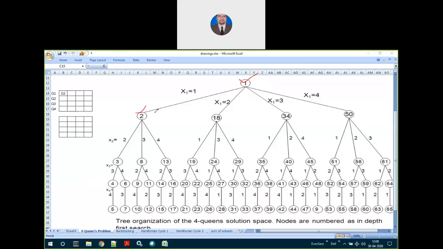Then next, after q1, from 2 to 3 I can go. 2 to 3 means I can have x2 as the 2 value, that is this particular position. If I keep queen 2 over here, then what will happen? q1 and q2 both will be in an attacking position. So I cannot place q2 over here. This 2 to 3 edge I cannot have. Then what should I do?